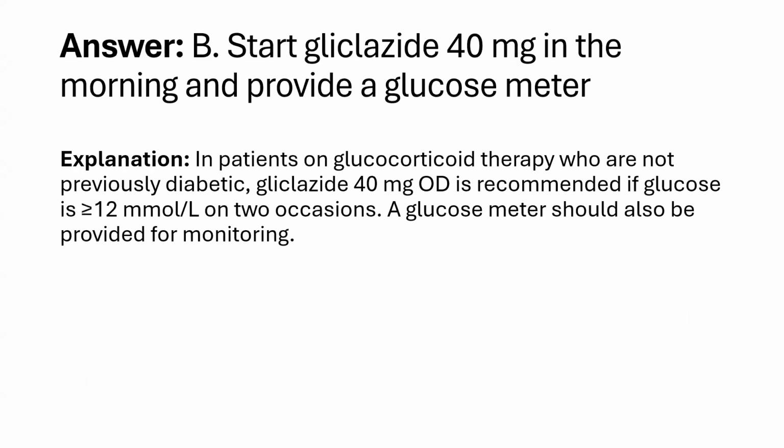The correct answer as per guidelines is start gliclazide 40 mg in the morning and provide the patient with a glucose meter so that he can monitor his blood sugars and come back to us. So guidelines suggest that gliclazide 40 mg should be started if the blood glucose is more than or equal to 12 millimole per liter on two occasions, which was the case scenario for this patient.